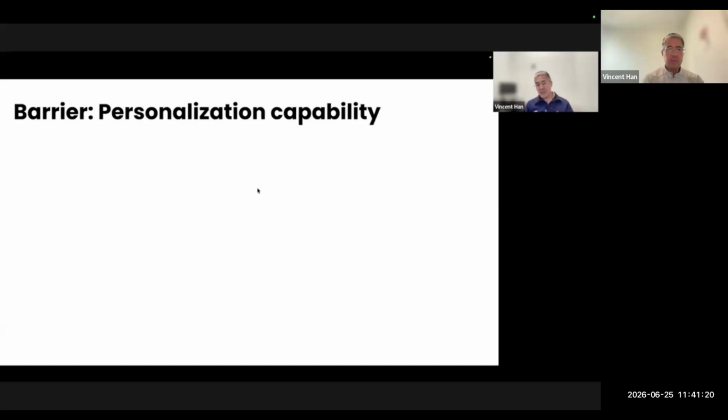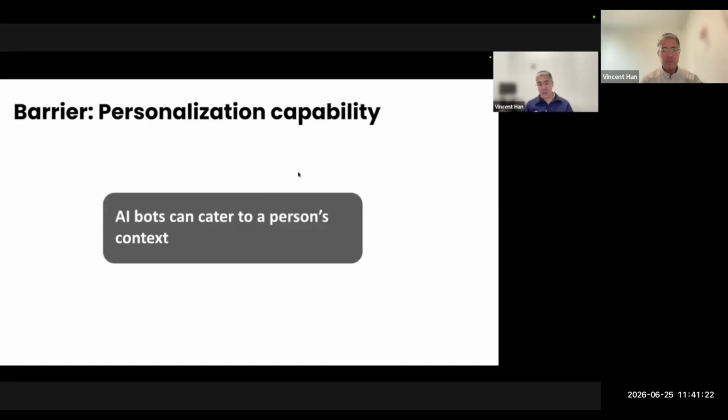That dovetails into personalization capability. So an AI bot can cater to a person's context. Remember, one of the barriers was when I'm developing. Think about if you've got a learning and development team in your organization, they're oftentimes having to, okay, well, I'm designing this e-learning course for the whole company. So it often becomes sort of general content for that topic. Well, now with a bot, you can personalize that content.